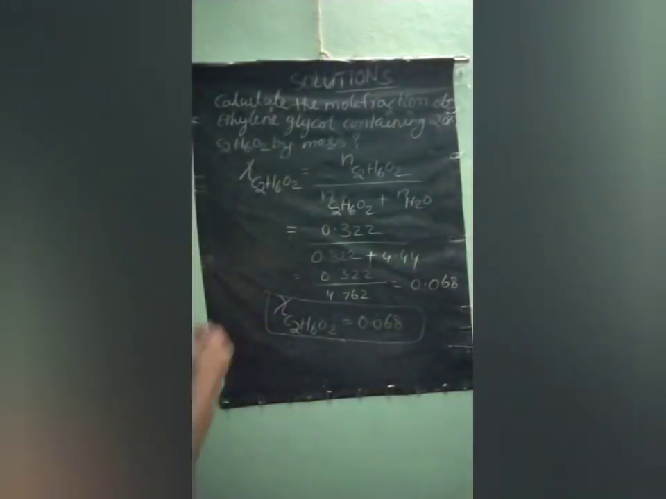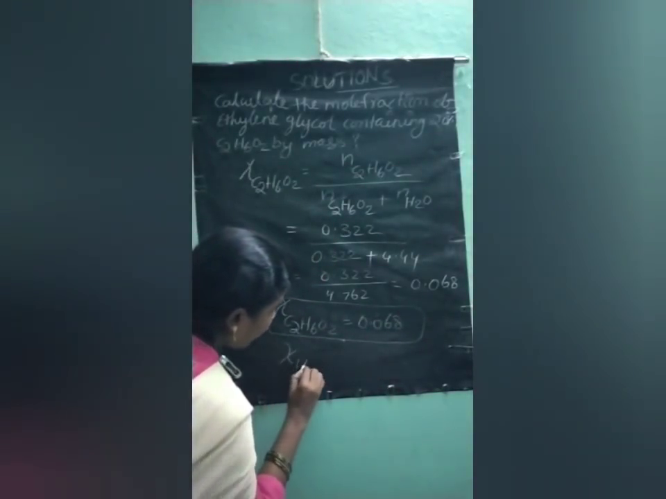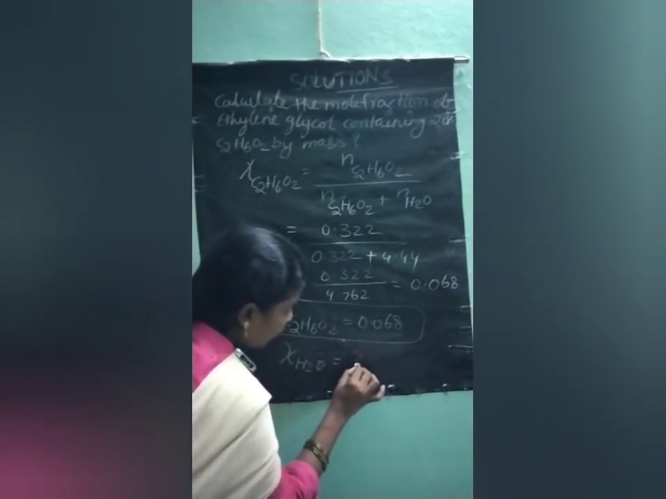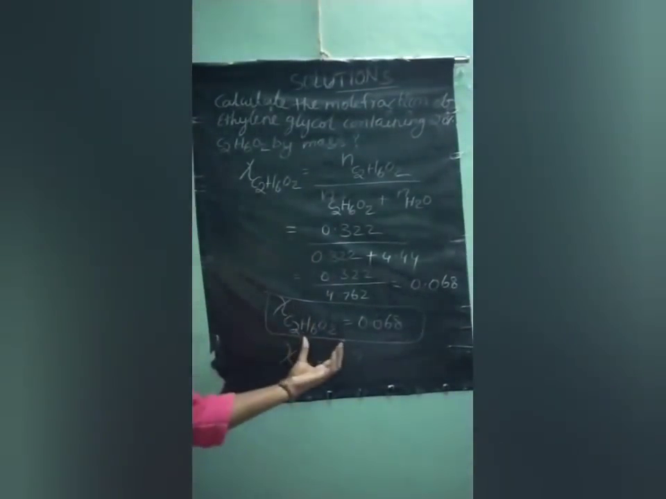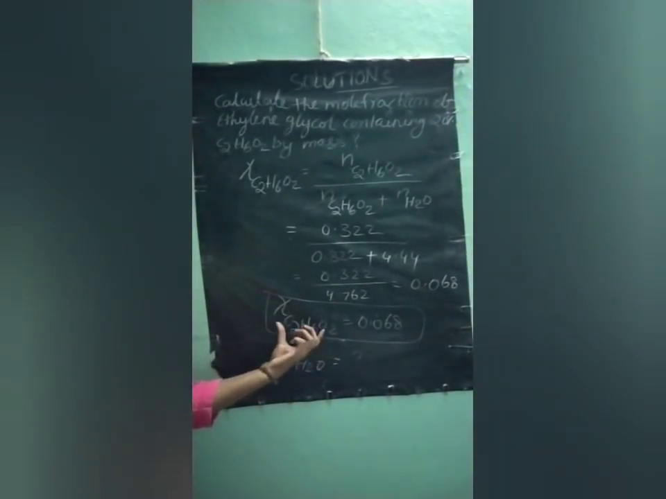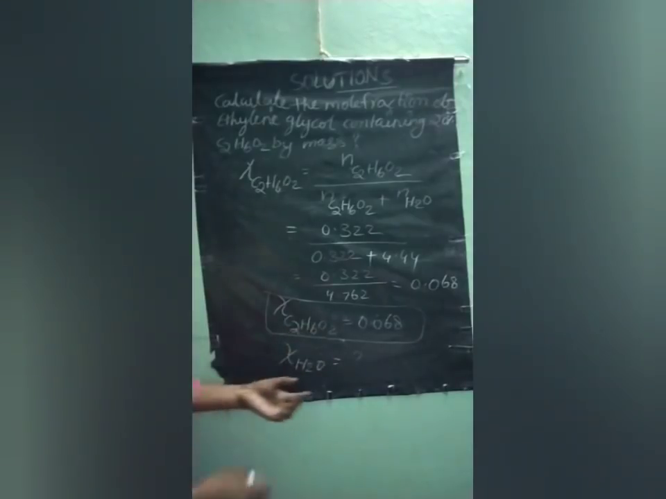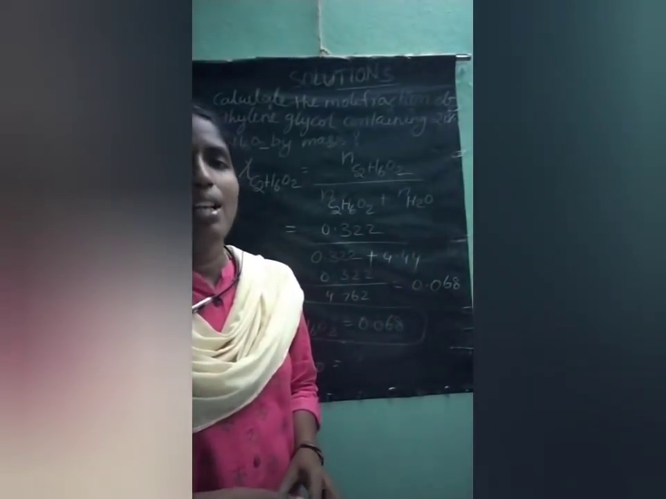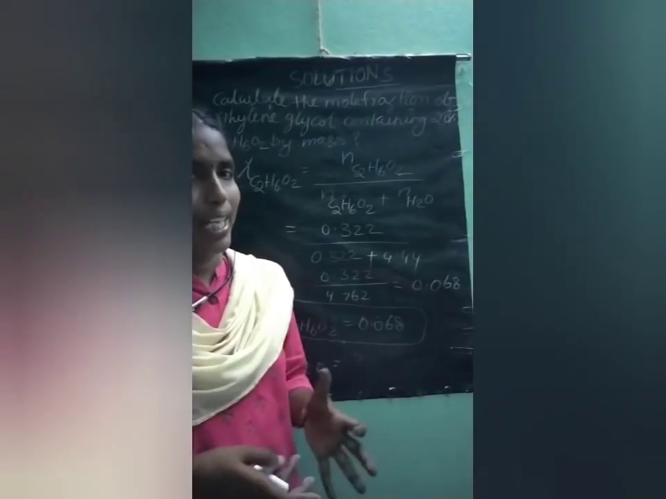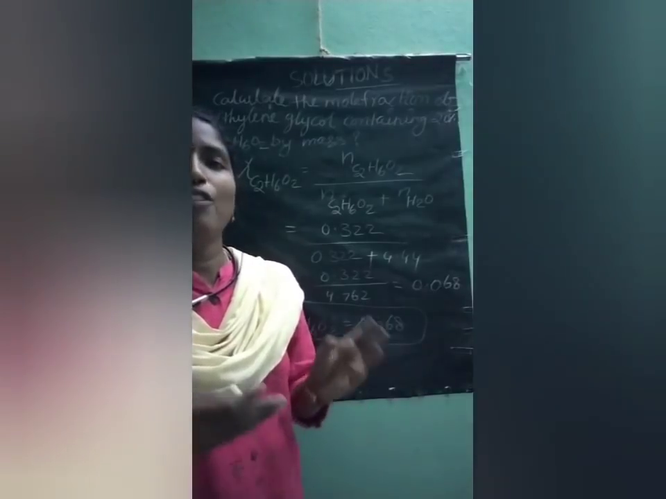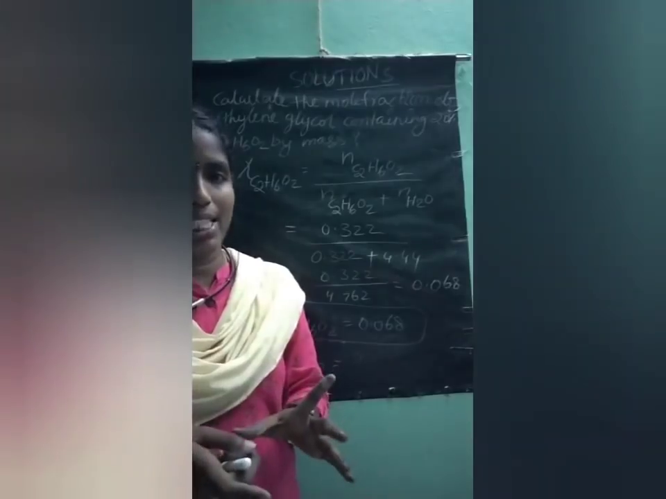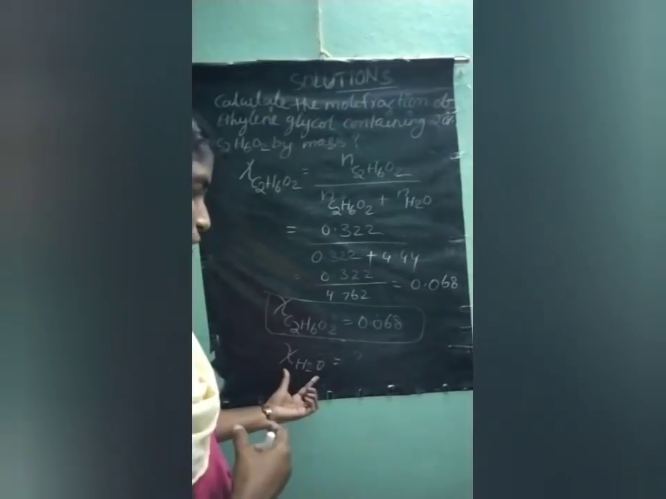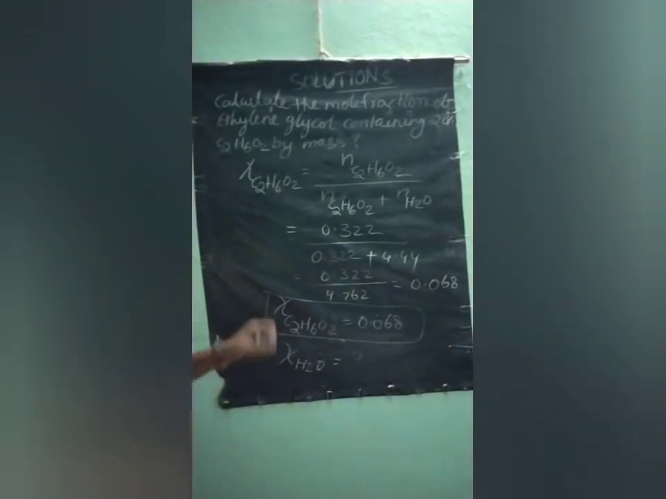Okay, next, how to calculate the mole fraction of the water? No need to solve the whole problem again. We have already discussed the mole fraction of the ethylene glycol. I already told you in the mole fraction formulas that for many solutions, the sum of the mole fractions is always equal to unity. So by using that formula, we calculate the mole fraction of the water. Okay, write down first.